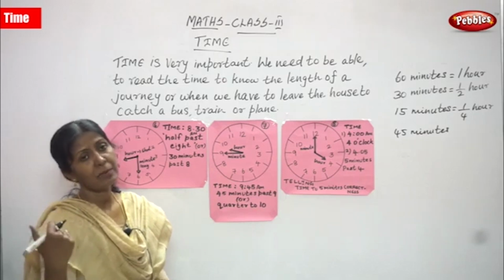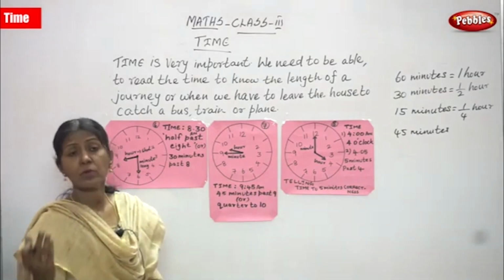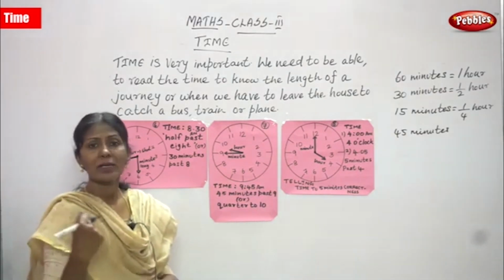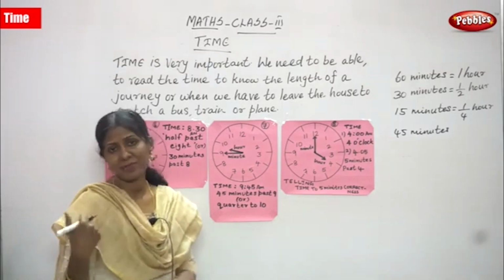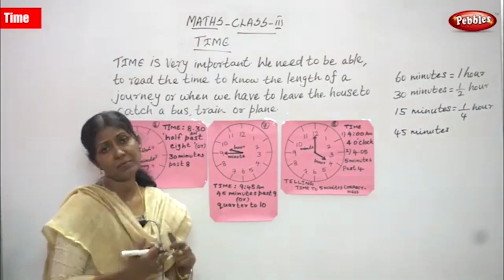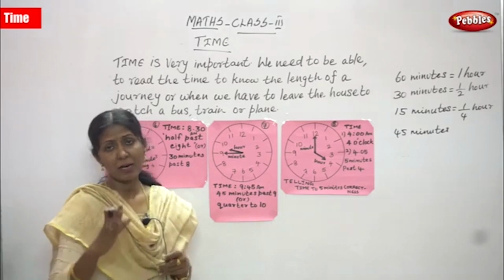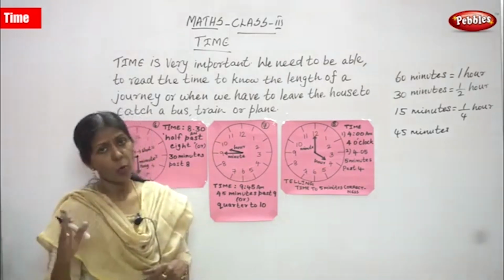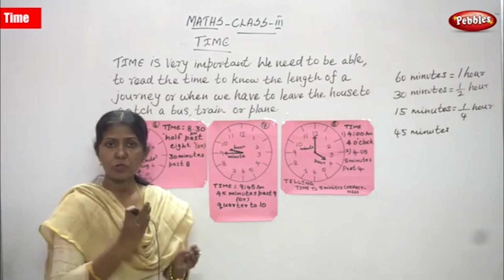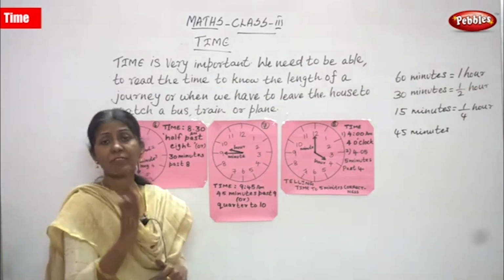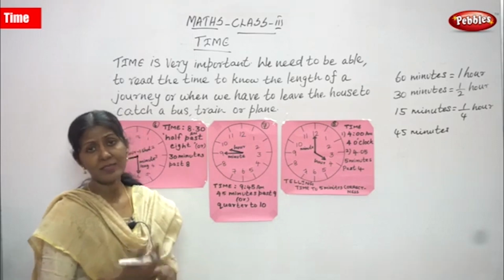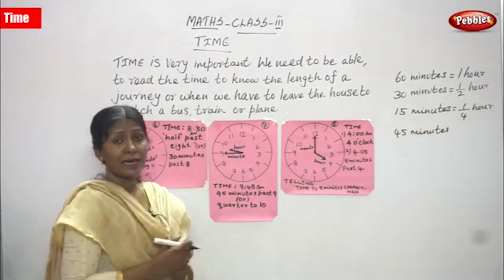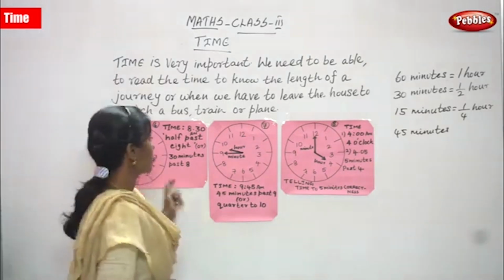For example, 12:05 p.m., 12:15 p.m., or 1 p.m., 2 p.m., 3 p.m., 4 p.m., 5 p.m., 6 p.m. So likewise, past 12 means 12 o'clock is over, and you consider p.m. Before 12 o'clock, that means up to 11:55, you say a.m. That is very important, so don't forget it.